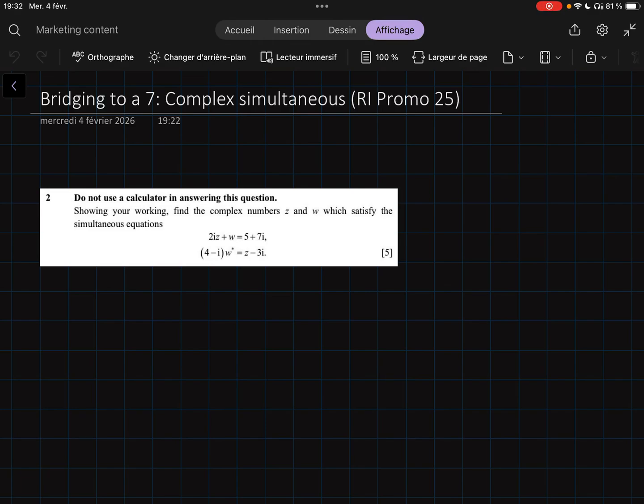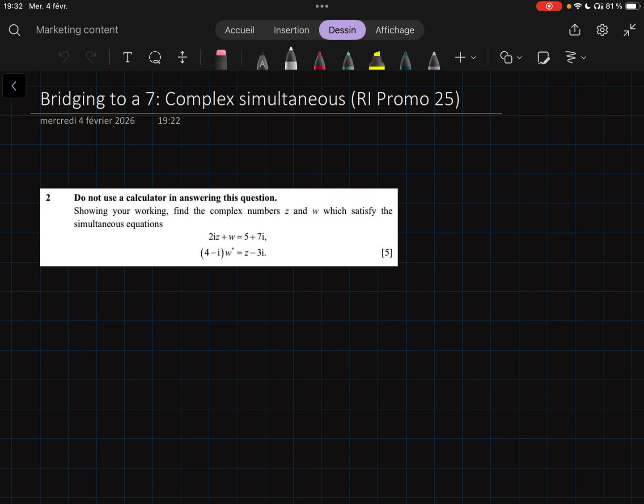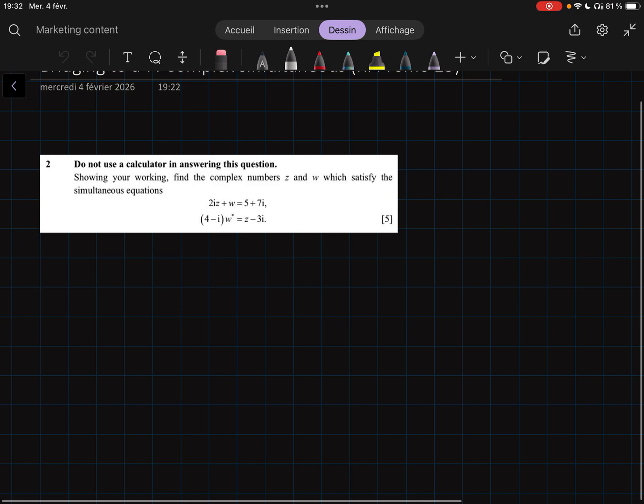Hiya! On today's episode of Bridging to a 7, we'll have a look at a complex simultaneous equation question. Now, this question rarely shows up on IB for a simple reason that is quite complicated. And we're doing this not because we hope that it will show up, but rather, I would like to focus on the reasoning behind various decisions that we have to make while solving the question. So, without any further ado, let's get started.